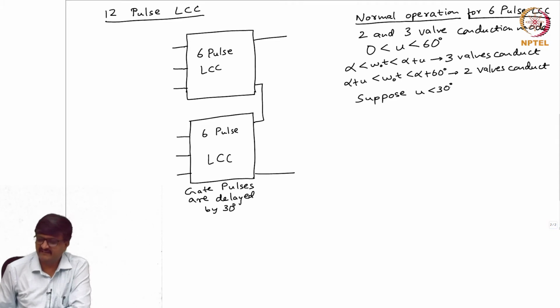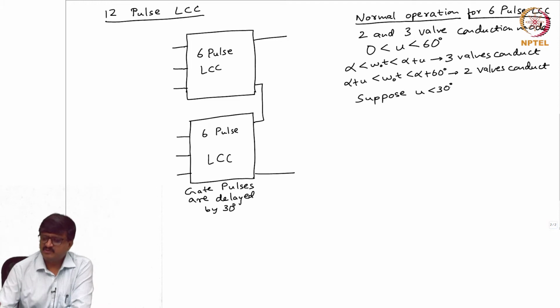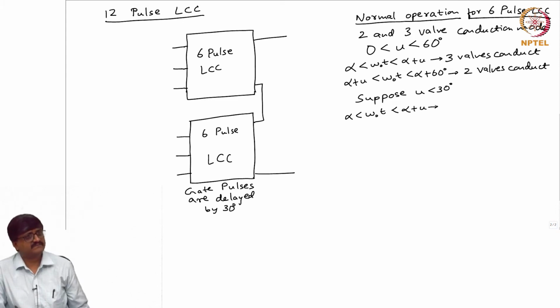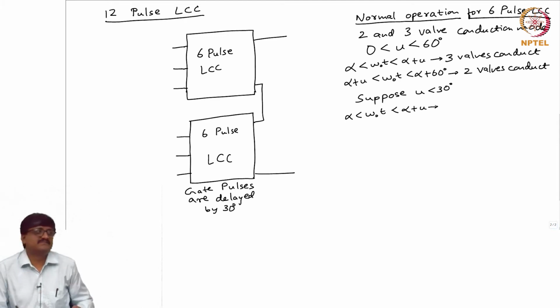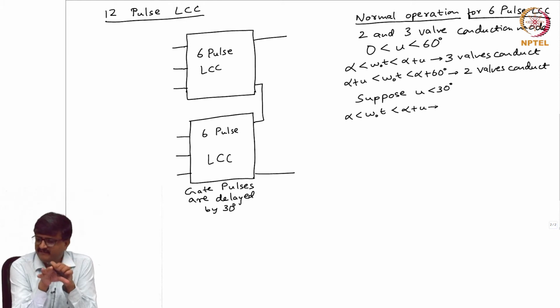Suppose u is less than 30, then what happens for alpha less than omega t less than alpha plus u? For the first 6 pulse LCC, I have already said 3 valves.